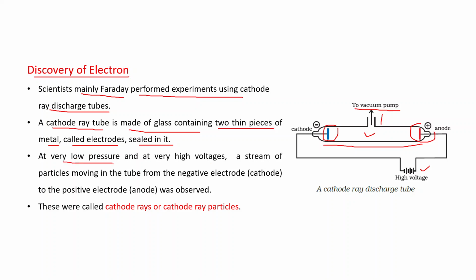At very low pressure of the gas and at very high voltages, a stream of particles moving through the tube from the negative electrode, that is from the cathode, to the positive electrode, that is the anode, was observed. These were called cathode rays or cathode ray particles.